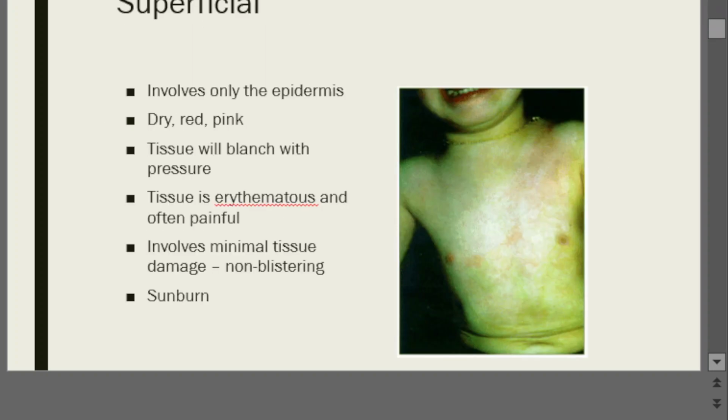Okay, so here's our superficial burn. This involves only the epidermis. Signs of this: the skin may be dry, red, pink, and the tissue will blanch with pressure. So if you put some pressure on it, it turns white, right? And then it goes right back to that pink or red. The tissue is erythematous and often painful. Think sunburn here. They're pretty painful. It involves minimal tissue damage, and there are no blisters associated with this.